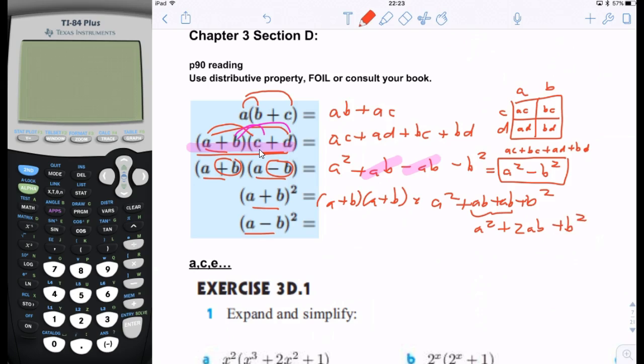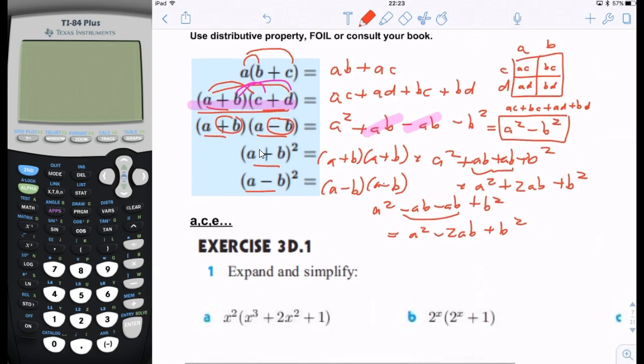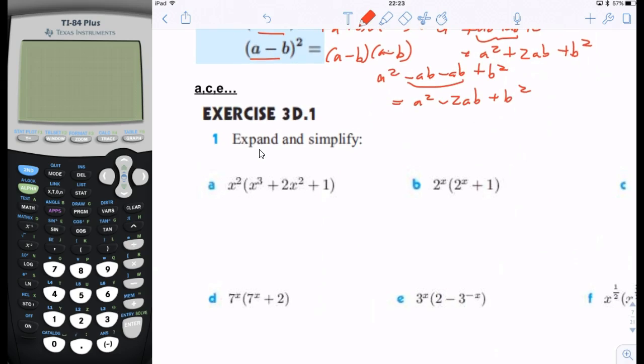And then A minus B squared, you have that. So if you do this with FOIL, you're going to get something similar to the previous one, except you're going to get A squared minus AB minus AB plus B squared. And so the minus AB combines to be minus 2AB. So it looks almost the same as the last one, except for the middle term, instead of being plus 2AB, is now going to be minus 2AB. The last term is going to be plus B squared anyway. Okay? All right. Again, SAT loves those.